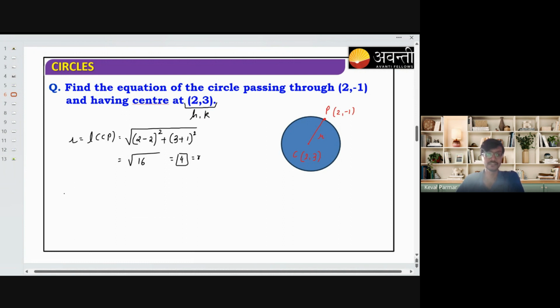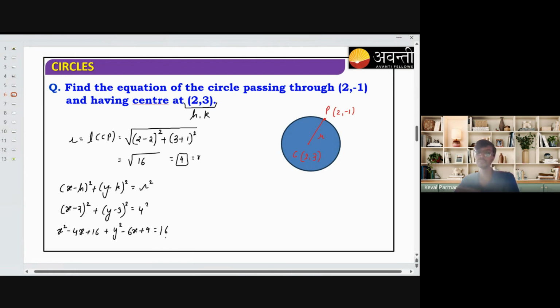So what is the center-radius form? The center-radius form is (x minus h) the whole square plus (y minus k) the whole square is equal to r square. Let us substitute the values now. So (x minus 2) the whole square plus (y minus 3) the whole square is equal to 4 square. If I open the brackets, I'll get x square minus 4x plus 4 plus y square minus 6y plus 9 is equal to 16.